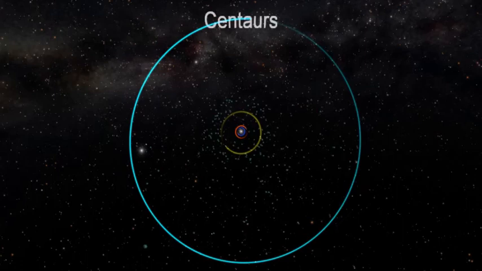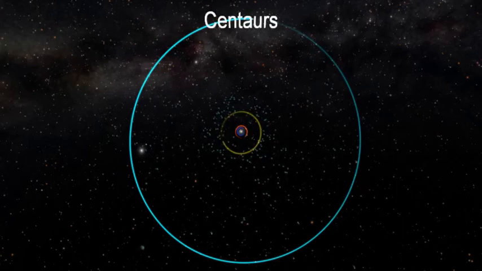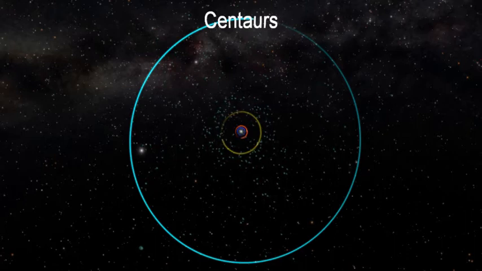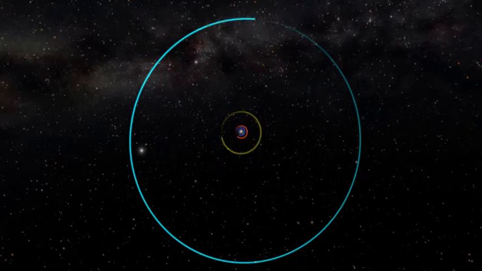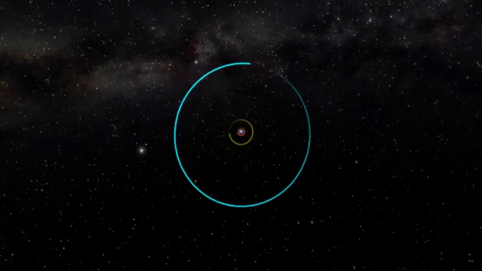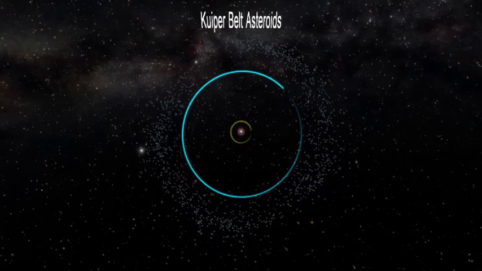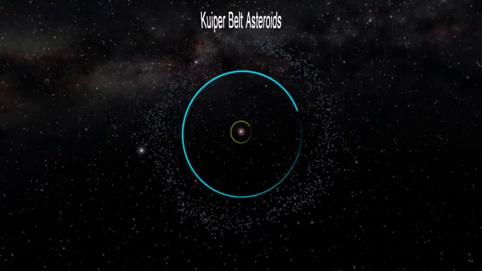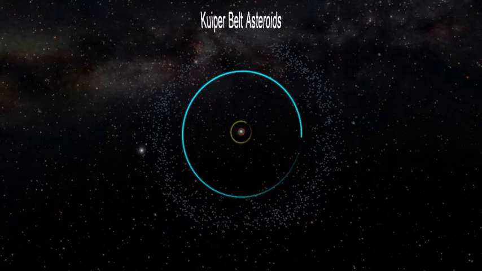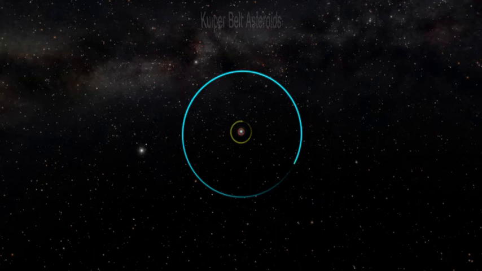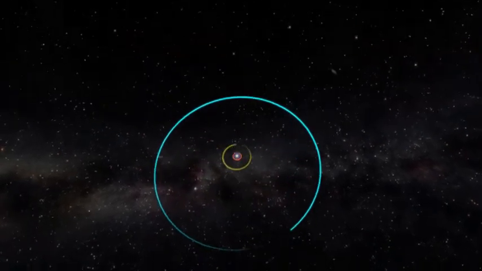Now we move outwards, and the blue line indicates Neptune's orbit, so we can see the Centaurs, which are asteroids that cross the orbits of one of the Jovian planets. Now we're moving outwards to see the Kuiper belt asteroids that are beyond the orbit of Neptune, and the asteroids are just one component of the population in the Kuiper belt.